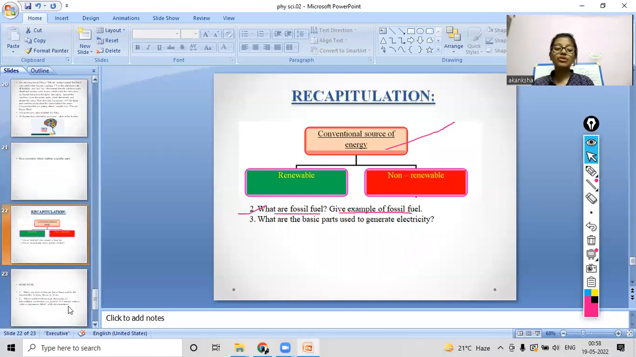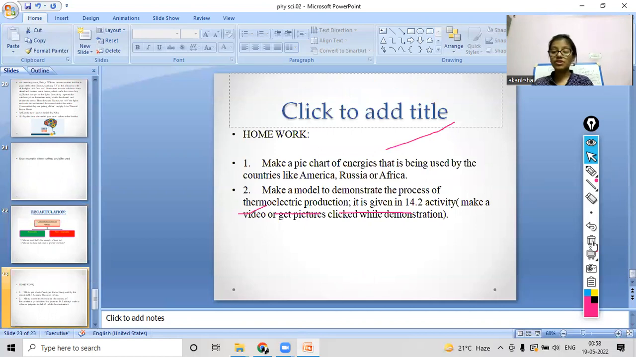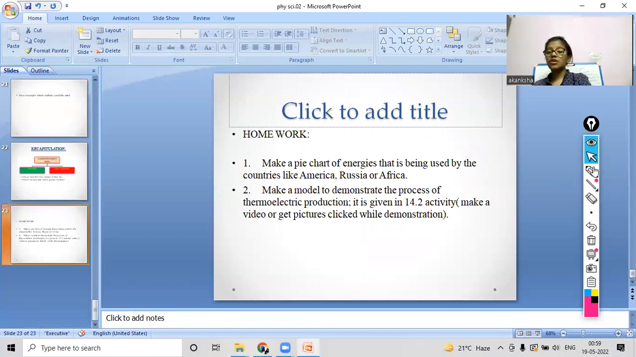Now coming to your homework part. There are some questions which you have to solve. First, you have to make a pie chart of the energies that are being used in larger amounts by countries like America, Russia, and Africa. And the second question is to make a model to demonstrate the process of thermoelectric production. It is given in activity 14.2 in your NCERT, and make a video or get a picture clicked while demonstrating it. So this was all about today.